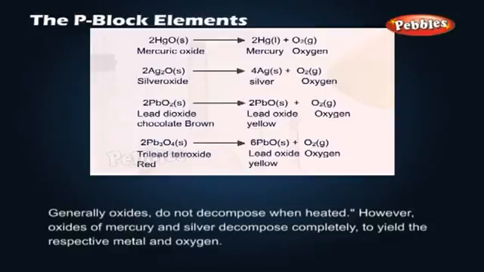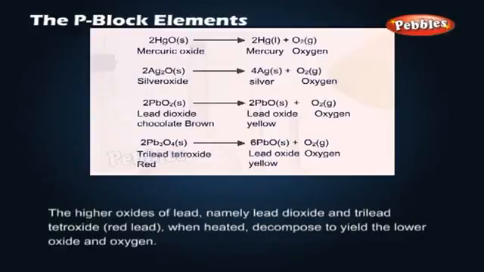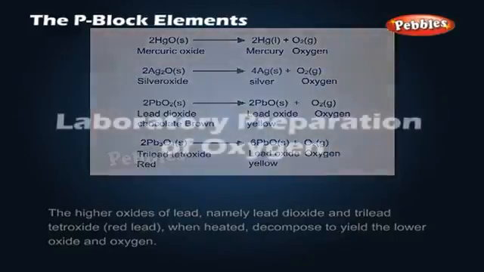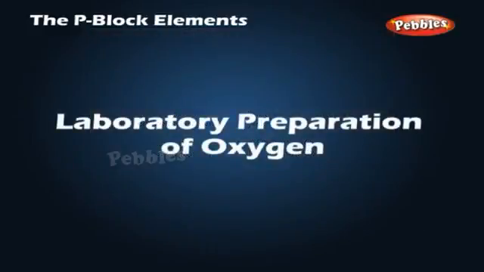Generally, oxides do not decompose when heated. However, oxides of mercury and silver decompose completely to yield their respective metal and oxygen. The higher oxides of lead, namely lead dioxide and trilead tetroxide, when heated, decompose to yield the lower oxide and oxygen.